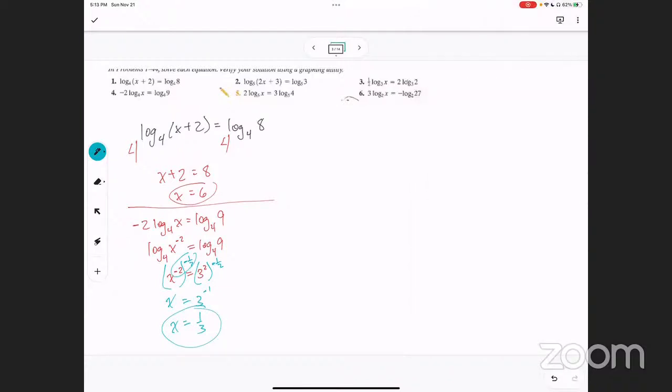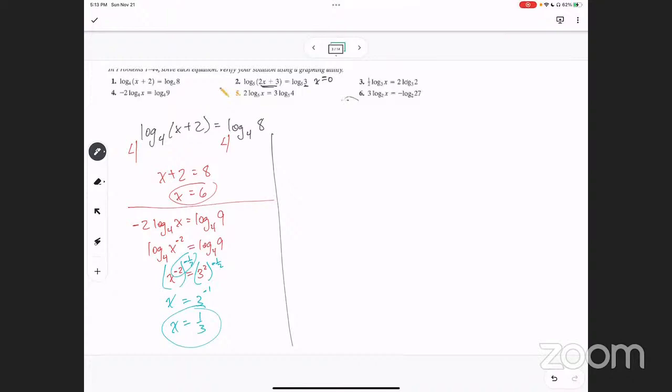Okay, so number 2. Log base 5. So again, this must equal this, right? Understand that? So basically we can solve that in our head. Subtract 3 from both sides, you get 0. X equals 0. Number 5, again, similar to number 4.